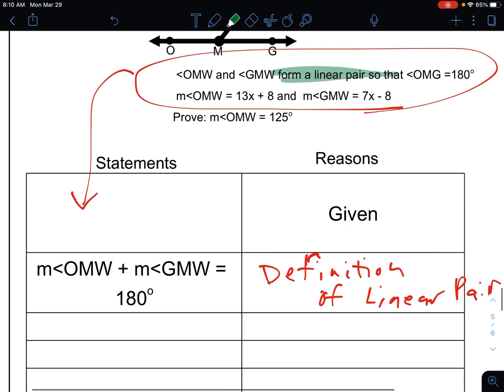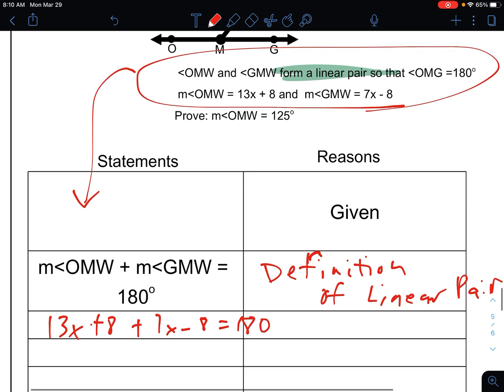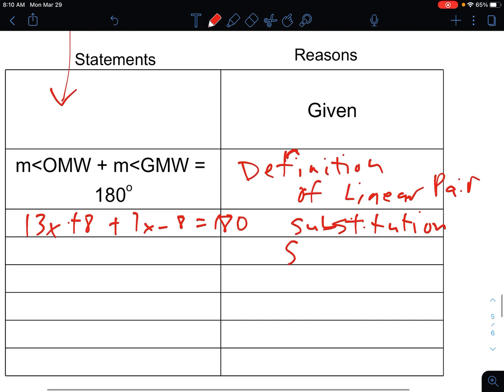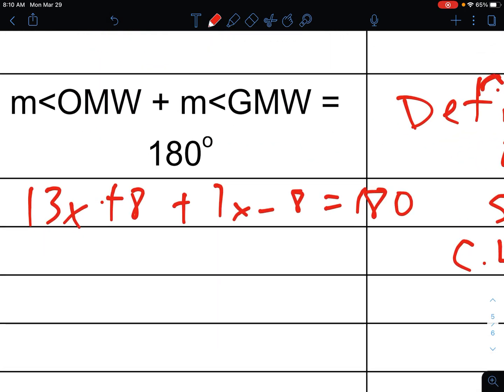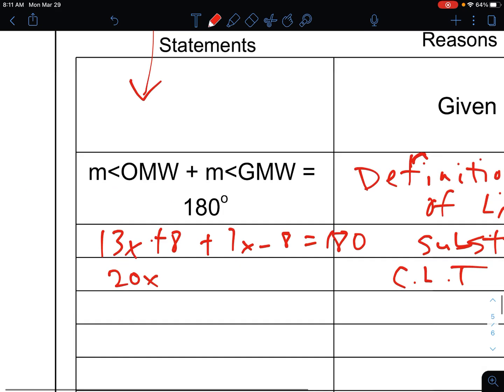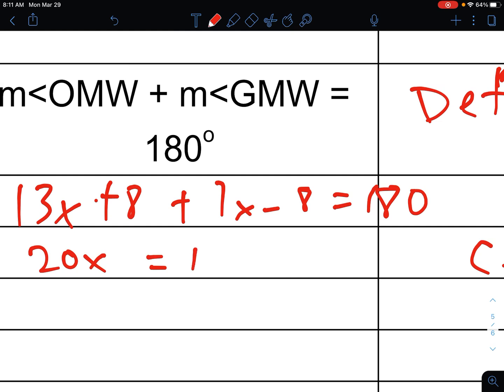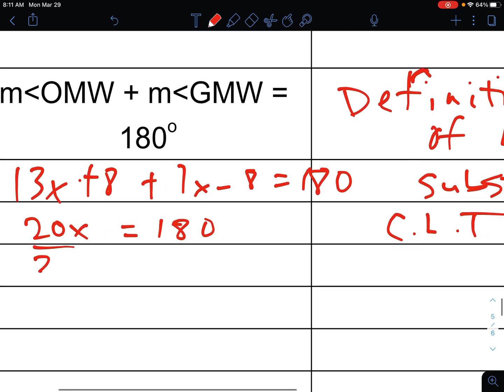So now OMW is 13x plus 8. Plus GMW, which is 7x minus 8. That equals 180. A substitution. And then now it's just simplify and do our algebra, right? Collect like terms or simplify is the step that we're doing. So this is going to be 20x and then 8 minus 8, right? Just making sure, 8 minus 8 is 0, so we get 20x is equal to 180. And now we're going to do a little division property of equality. Looks like that's going to be 9.